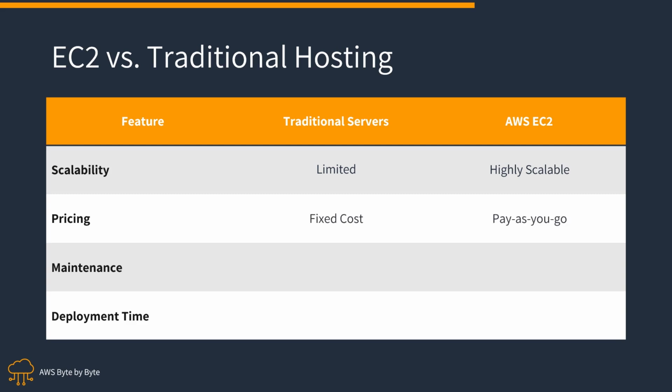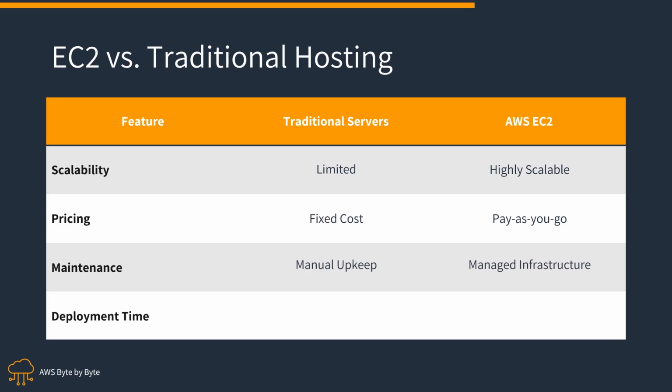EC2 uses a pay-as-you-go pricing model, which means you only pay for what you actually use, like computing power and storage. This is great for businesses with changing needs because you can adjust resources based on demand and avoid paying for things you don't need. Traditional hosting, however, often charges a fixed monthly fee for a set amount of resources, so you might end up paying for unused capacity, especially if your needs vary from month to month.